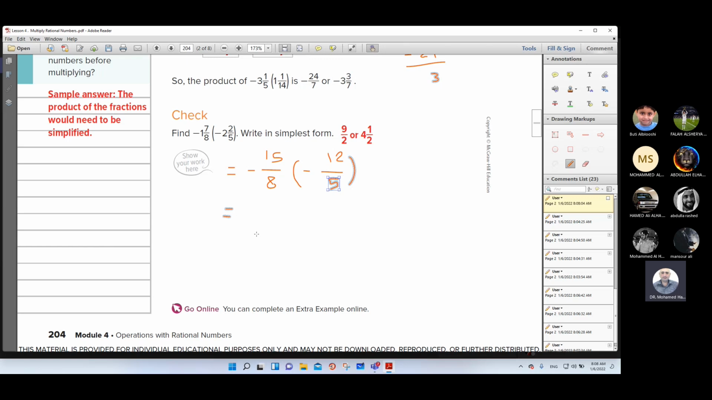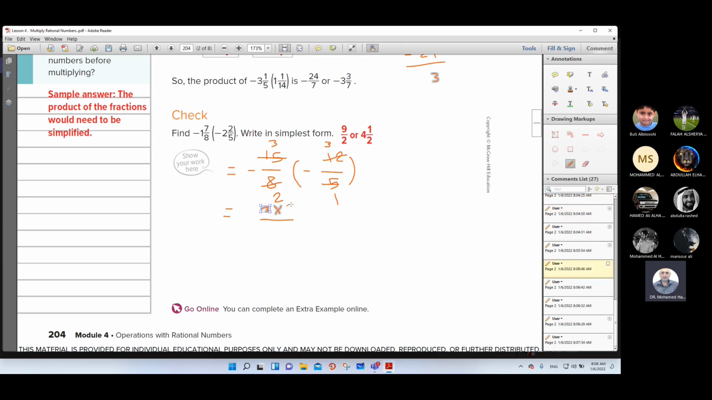Then you can simplify here. If you divide 15 by 5, you will get 3, and 5 divided by 5 is 1. And you can divide by 4 here. If you divide 12 by 4, you will get 3, and if you divide 8 by 4, you will get 2. And negative times negative will be positive. So on top remains 3 times 3, and on the bottom 2 times 1.